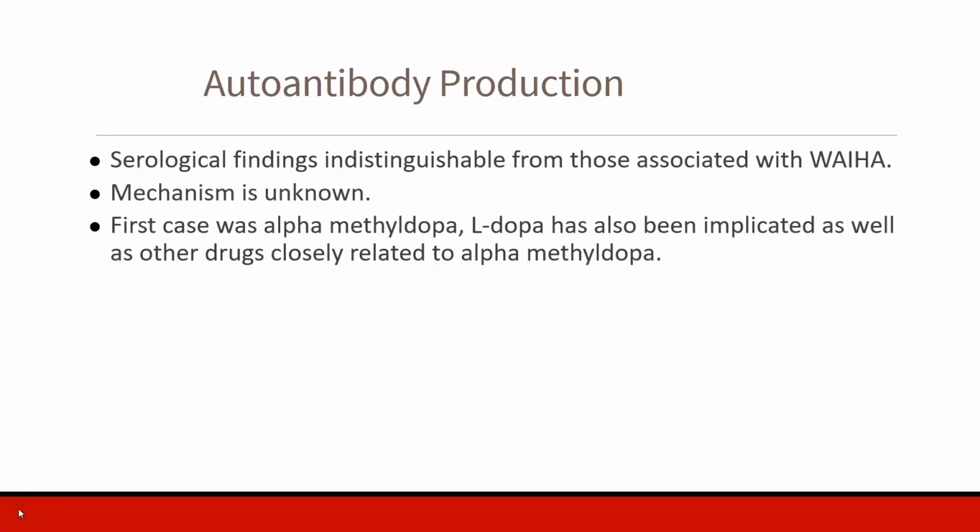The next type of drug-induced hemolysis is due to autoantibody production. The serological findings, which we'll discuss on the next slide, are indistinguishable from those associated with warm autoimmune hemolytic anemia. This is why the history is crucial. The mechanism of hemolysis is unknown, and the first case was alpha-methyldopa. L-dopa has also been implicated, as well as other drugs closely related to alpha-methyldopa.